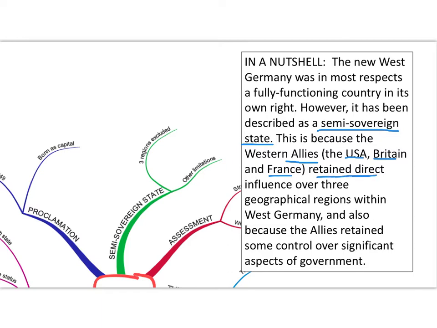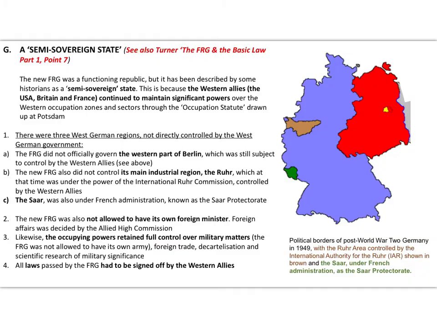That's what we need to look at here. They retained direct control over 3 geographical regions within West Germany, and also over some significant aspects of government. So there's two things there. Firstly, the Allies retained direct control over 3 geographical regions, and secondly, over some significant aspects of government. We just need to be clear about what they are. So firstly, the 3 regions. Let's go into the details of this.